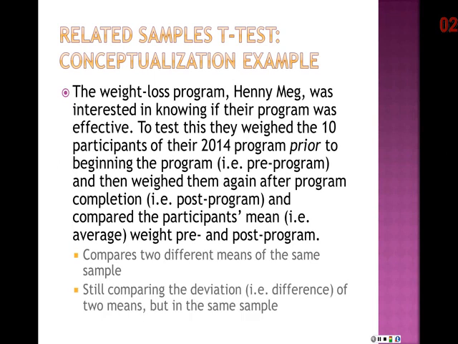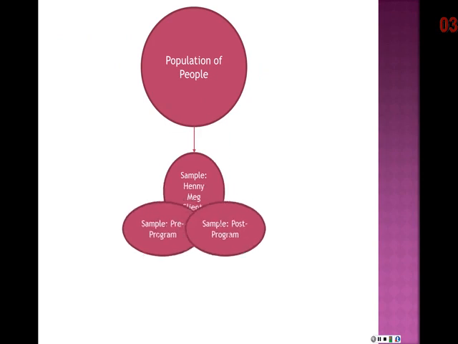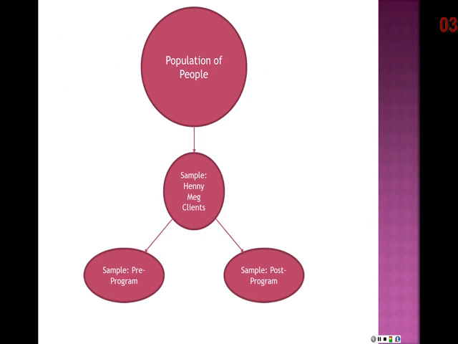And again, what we're still doing is comparing the difference between the two scores, right? So this is very similar to what we did with the single sample t-test. We're taking a sample of people out of the entire population and testing them at time 1 and at time 2, and then comparing sample means both pre and post program.